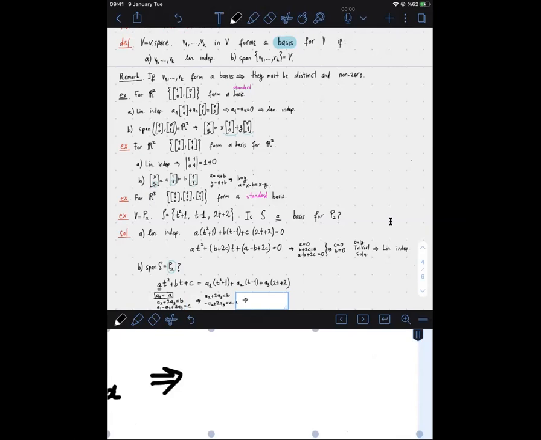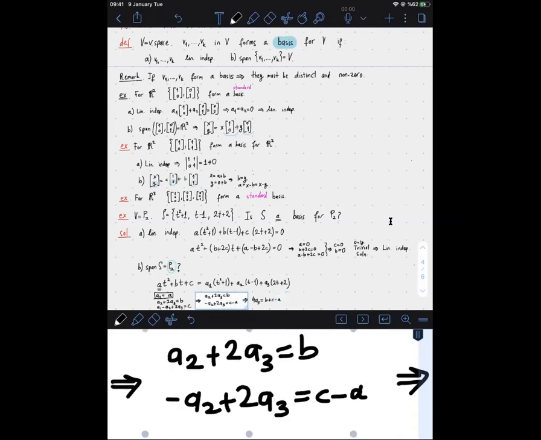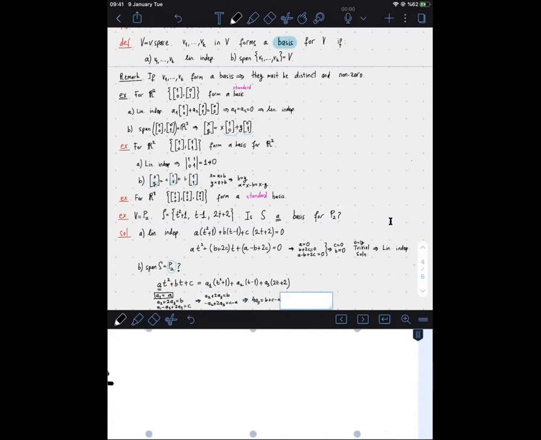Can we solve this? Yes. If I add these two equations, then I get 4A3 equals B plus C minus A, and I can solve for A3, right? So I get the solution for A3, and I can also solve for A2. How can I solve for it? If I subtract these two equations, then I get rid of A3, and I also get 2A2 equals B minus C plus A. Okay, so the summary is we can solve this.